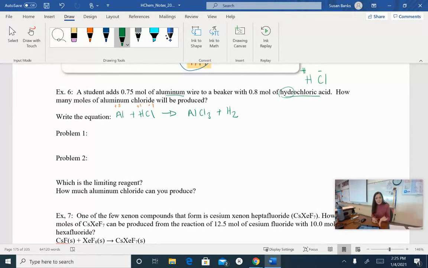Now I need to go back and balance it. Let's look at aluminums. I've got one aluminum, so I'm okay here. One hydrogen, two hydrogens.